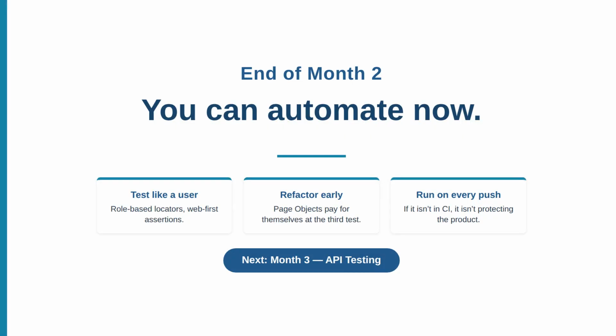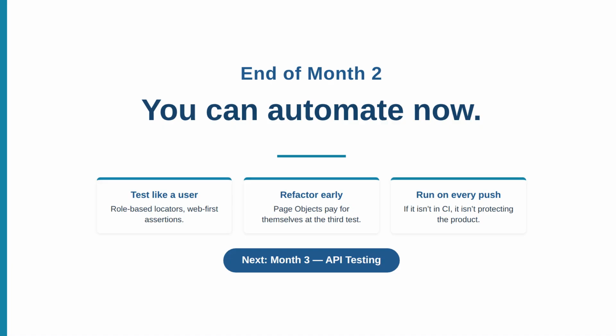That is month 2. You can automate now. 3 principles to carry forward. Test like a user. Use role-based locators and web-first assertions. Your tests should interact with the application the way a user does, through the interface they see, not by reaching into the DOM directly. Refactor early.